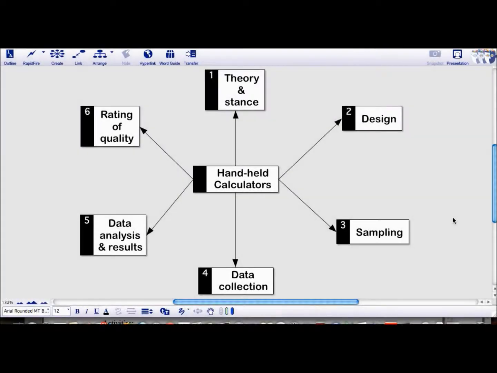Okay, now here is the framework for doing a critique or an evaluation of a study, and we're talking about the handheld calculator study. Now we want you to be able to analyze the study for theory and stance and design and sampling and data collection in your discussion groups. We're going to go on and talk about this particular topic, the data analysis and results now, and we have a handout that we'd like to use to do that.